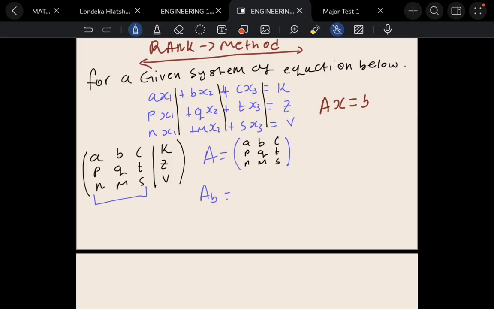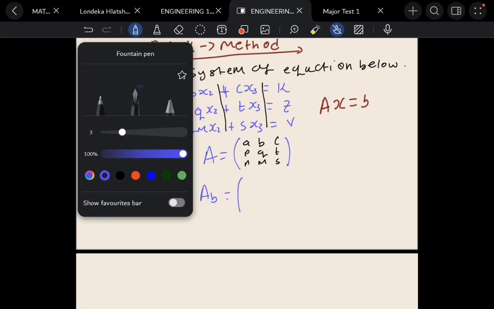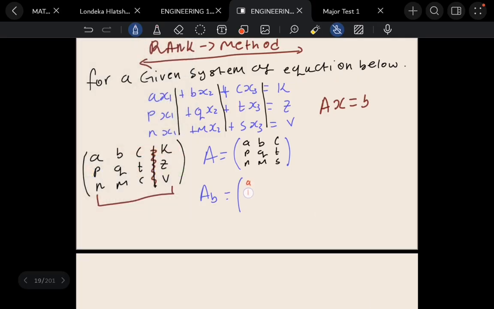Very crucial matrix. What is matrix AB really? Matrix AB is this matrix without that line. That is matrix AB, right? So matrix AB is going to be a, p, n, b, q, m, c, t, s, k, z, v. That is matrix AB. Now, if you can take note, matrix A is in matrix AB. Always note that matrix A is in matrix AB.